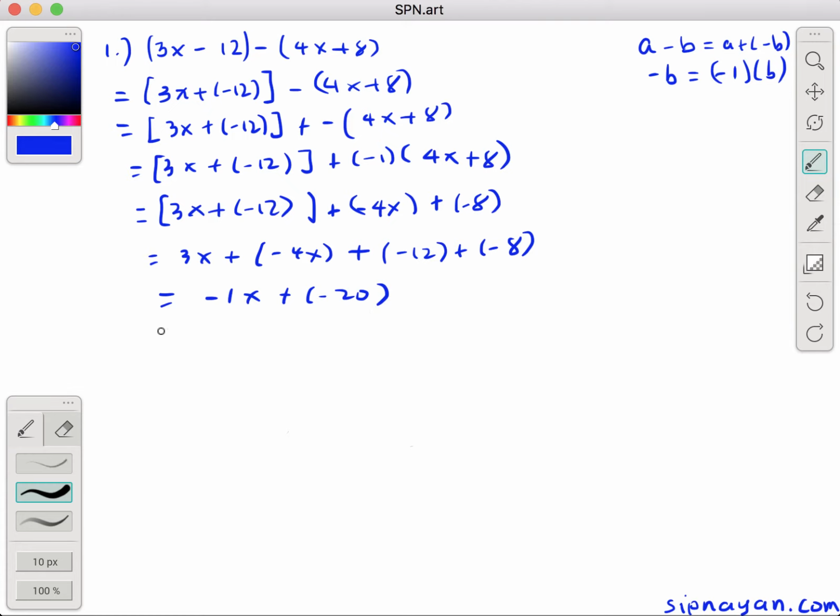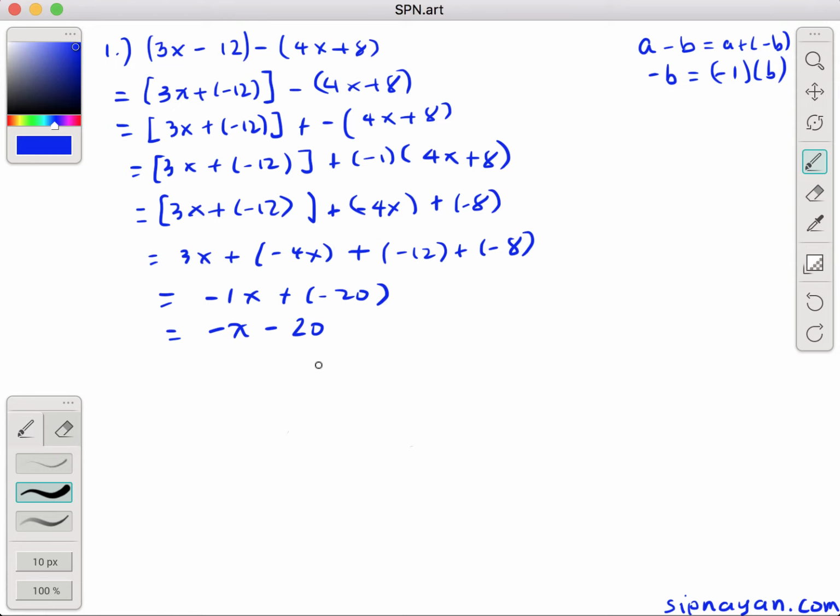Now, alam natin that negative 1x is the same as negative x. Usually, pag 1 saka negative 1, di na natin nilalagay yan. And at the end of the solution, yung pinaka-final answer natin, pag may nakita tayong plus negative, we can convert it back to subtraction. So, negative x minus 20.